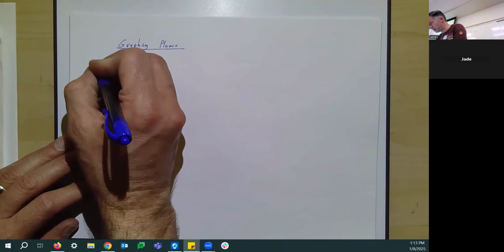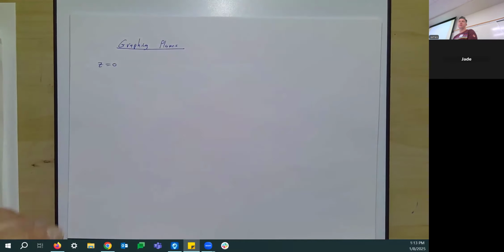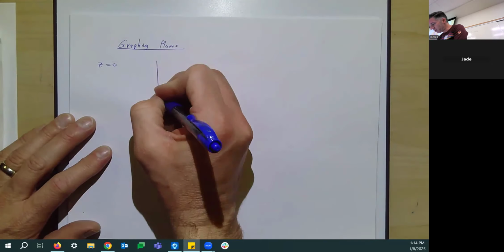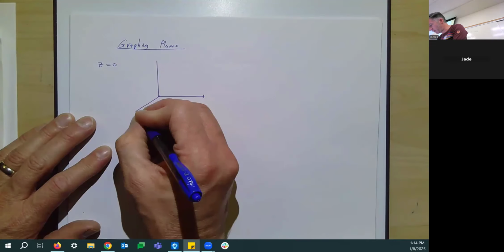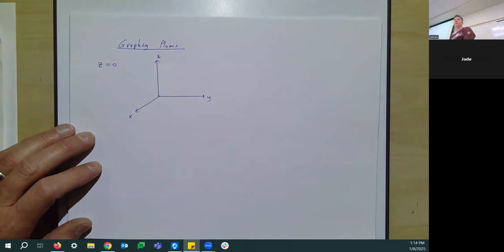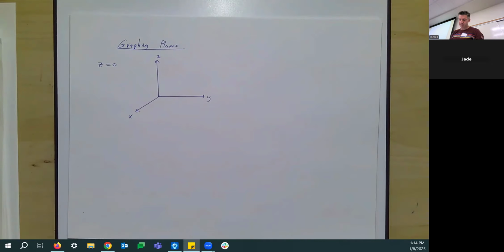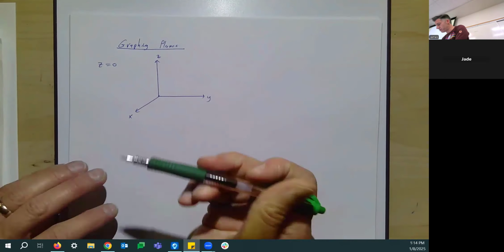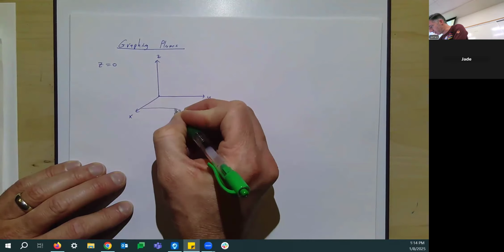There are some pretty important planes that I think about when I am graphing things, like the plane z equal to 0. When we think about this equation, we're literally saying, in three-dimensional space, we want all the points where z is equal to 0, which means x and y can be anything. We graph our three-dimensional coordinate system, where this is usually x, this is usually y, and this is usually z. x and y can be anything, but z has to be 0. So we're stuck in the xy plane.